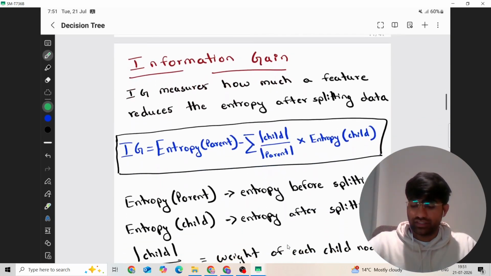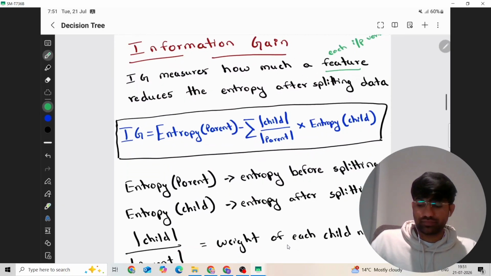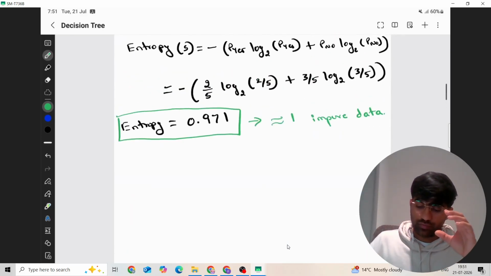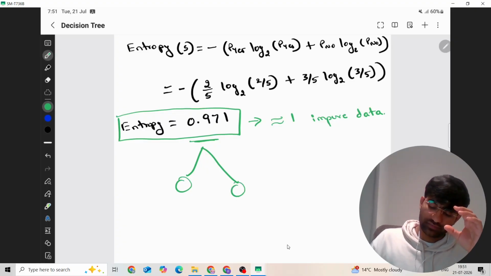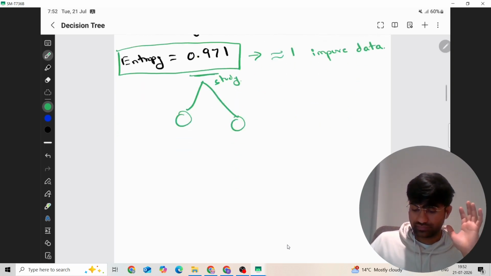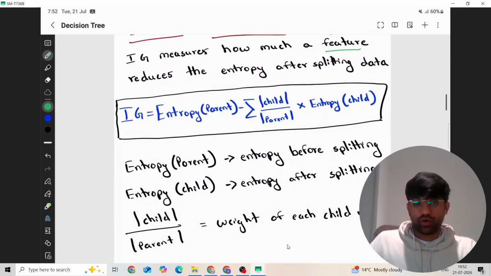What is information gain? It measures how much a feature, meaning an input variable, each input variable, reduces the entropy after splitting the data. If we split the data, our entropy is 0.97. If we split the data by using a feature, suppose consider study hours, how much our impurity will decrease. That is the information gain. What amount of entropy will decrease.